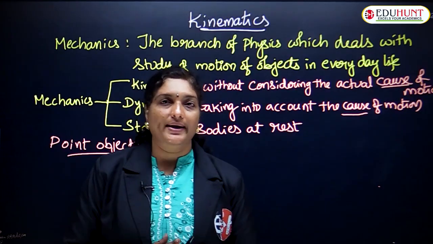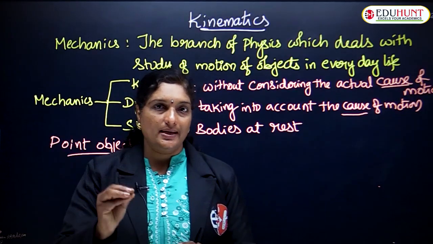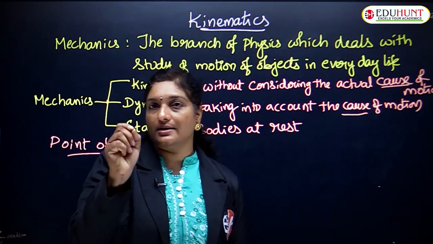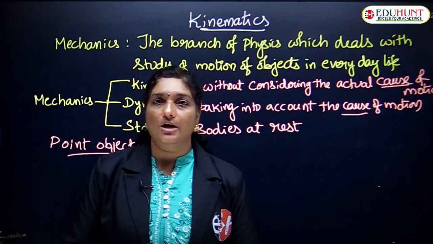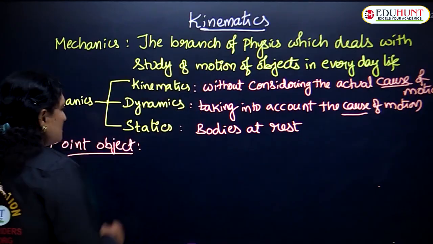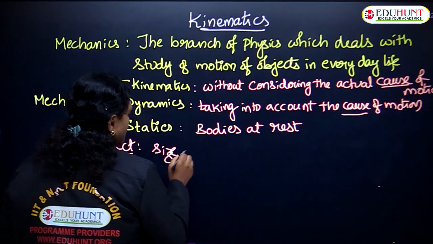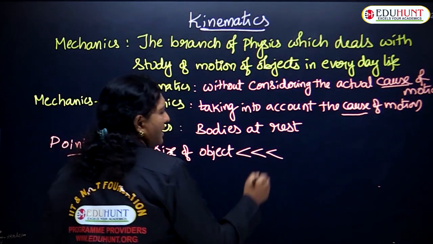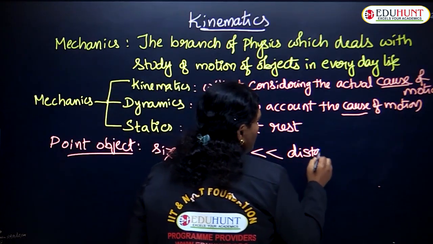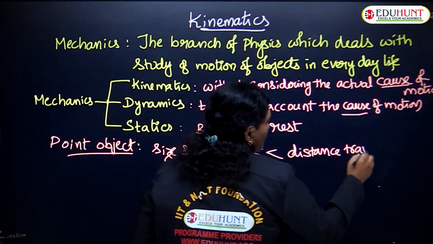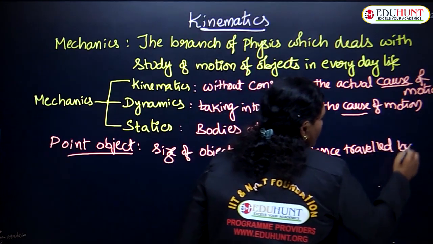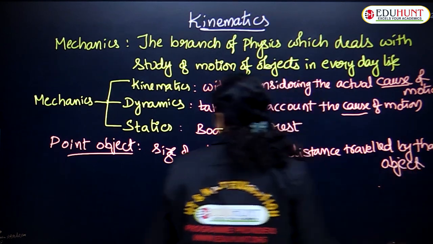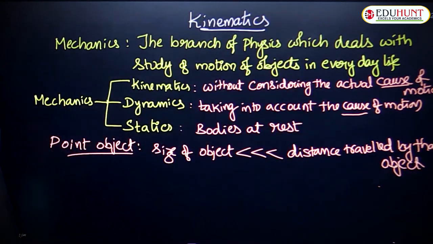So what is meant by a point object? If the size of the object is very small as compared to the distance travelled by the object, in that condition the object is considered a point object. Children, the size of the object should be very, very small as compared to the distance travelled by that object. In such a case, we consider it a point object.